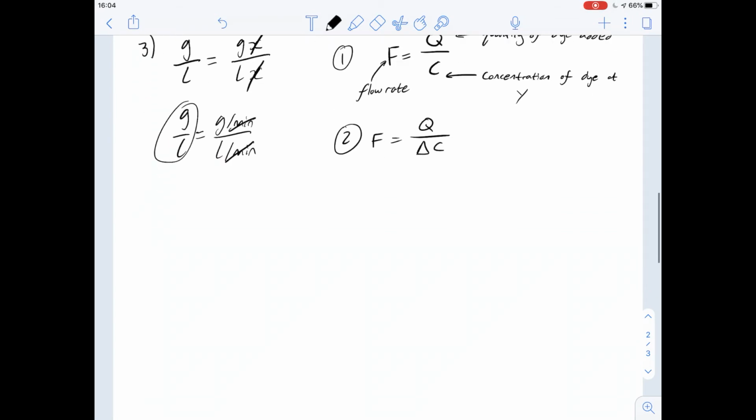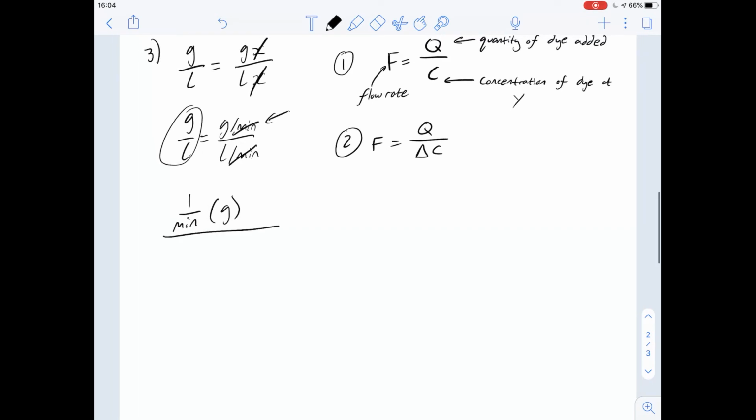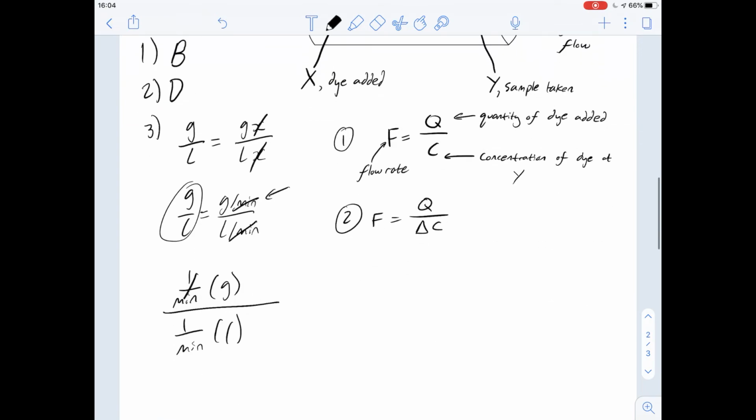Another way I like to think of it is that if we were to look at the numerator here, it's essentially saying this, 1 over minutes multiplied by grams, and this is going to be divided by 1 over minutes multiplied by litres. And so we can delete both of these and end up with our answer of units. It works just the same way with numbers as with units. So the answer for this one is going to be D.